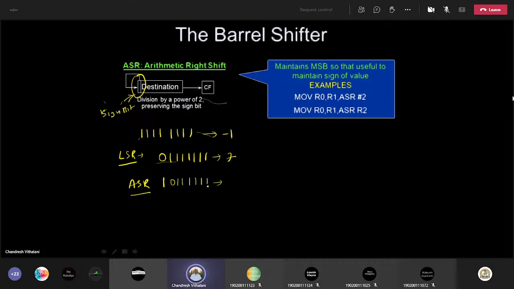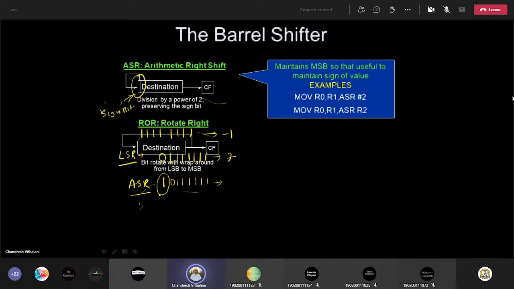All these remaining bit positions will change. Every time you perform the ASR, the sign bit will be preserved. It will be copied there itself, so it will not change. That is the beauty of this ASR.